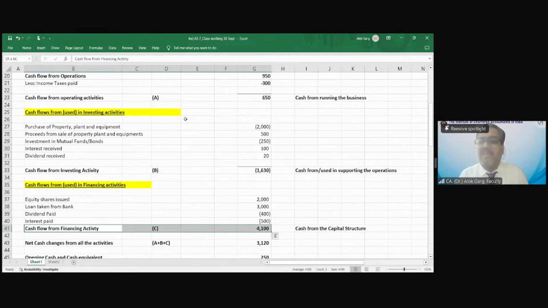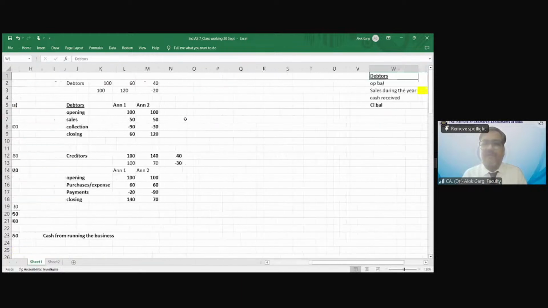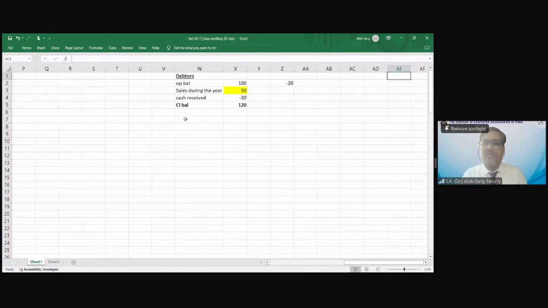The question is assuming here that there is no bad debt. So what happens if there is a bad debt? Let's take one more example. Guys, if you go with the logic, you will never make any mistake in an exam.